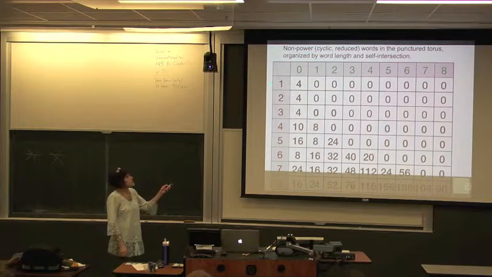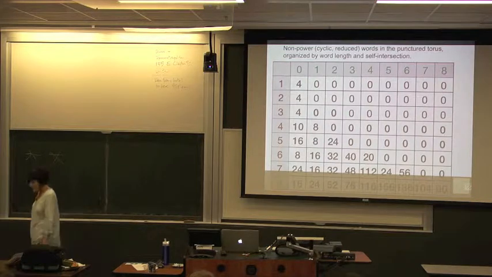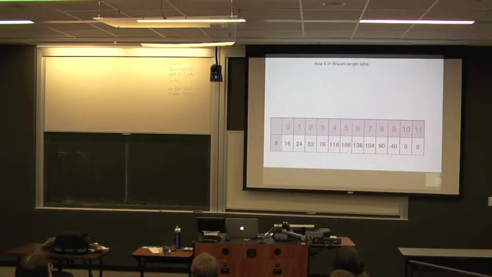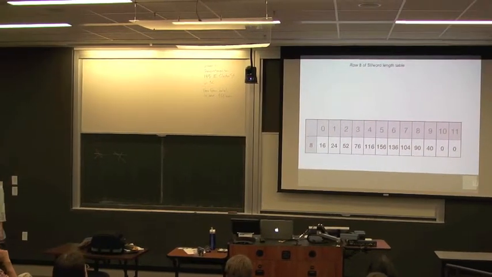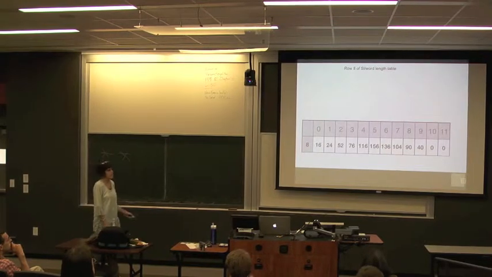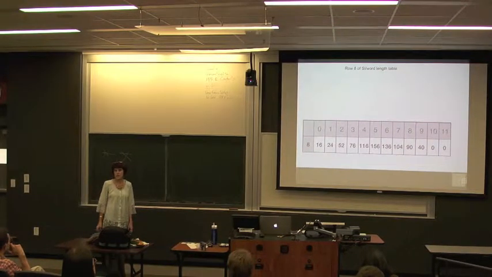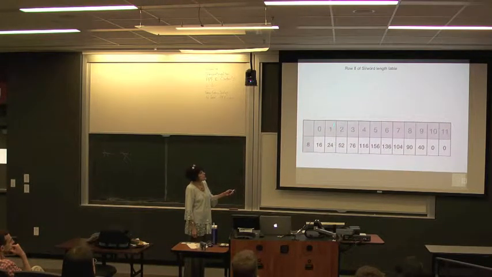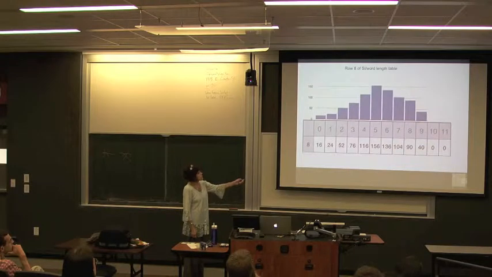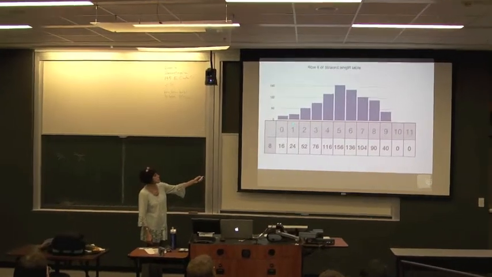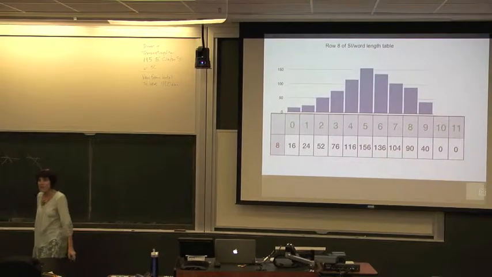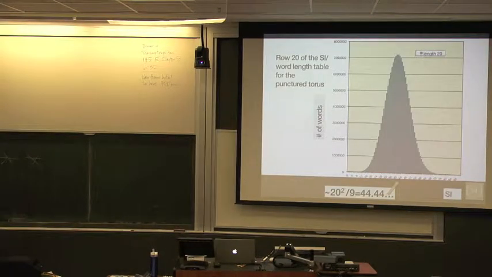So let's look at the table now. This is again the table of the free homotopy classes of curves in the torus with one boundary component. And this is the row A. So these are all the words of 8 letters, and they're organized by the self-intersection. We have, for instance, 16 simple words, or words labeled by a simple curve. And let's put a rectangle over each square with a height proportional to the number of curves you have there. So here it is. You see the shape. Now let's do the same with the 20. There it is.